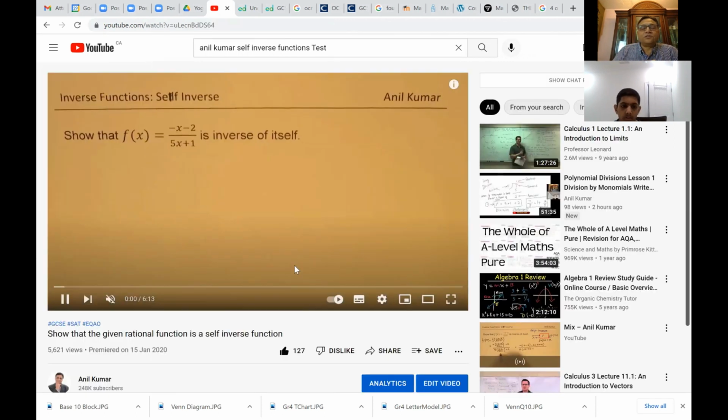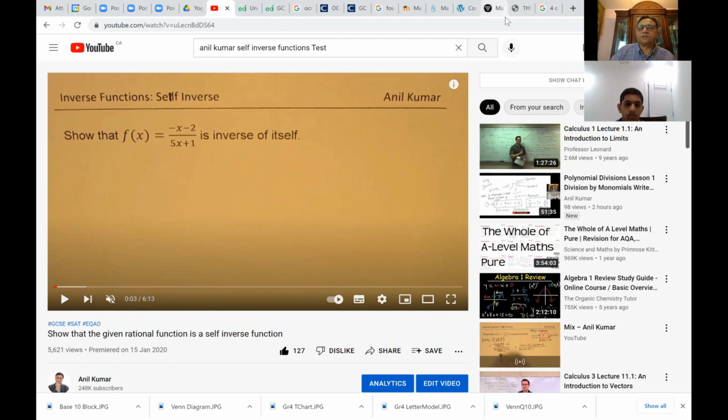We also hit a question. Can you please read the question? Show that f of x equals minus x minus 2 over 5x plus 1 is inverse of itself. Do you see that? Here, nothing like b equals -1. The x has coefficients which are not 1. In that case, that rule will not apply, correct? Horizontal asymptote here is not 1. So now, in this case, you have to do all that juggling, algebraic operations, and then show that this is inverse of itself.